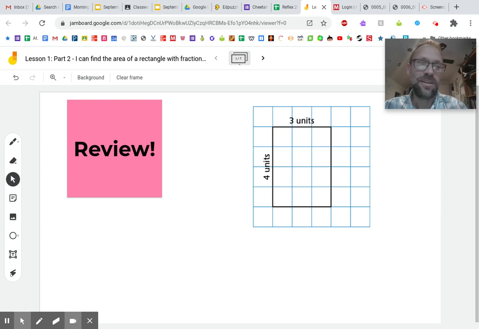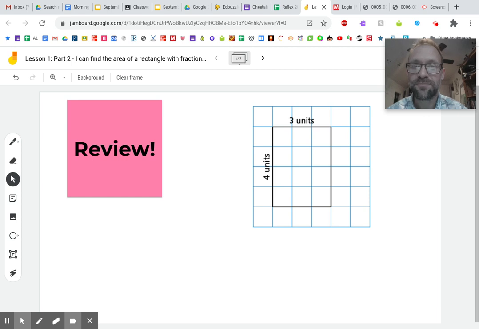Today's learning target is I can find the area of a rectangle with fractional side lengths. So we're going to build on yesterday's lesson about finding the area of a rectangle by adding to that rectangle side lengths that include a fraction, such as 3½. Okay, so we'll start by reviewing yesterday's lesson.